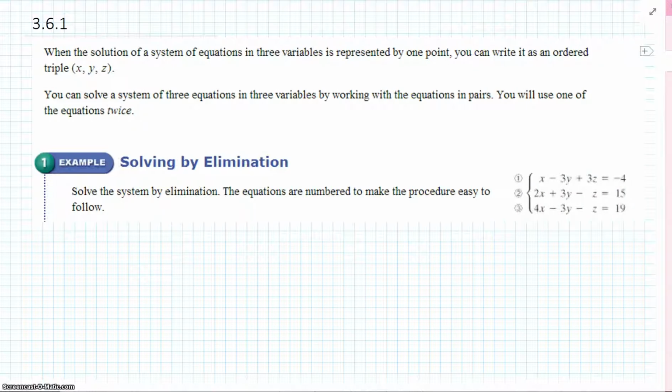When a solution of a system of equations in 3 variables is represented by 1 point, you can write it as an ordered triple, x, y, z. You can solve a system of 3 equations in 3 variables by working with the equations in pairs. You need to use one of the equations twice. So for the first example, solve by elimination.